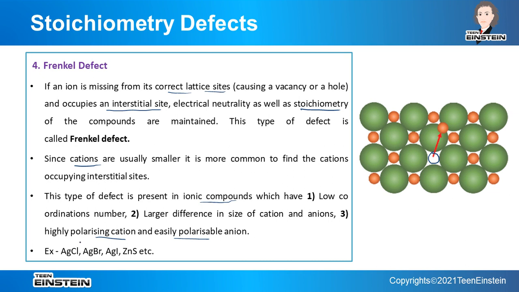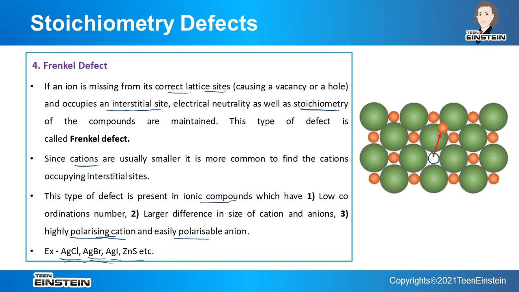And the third point, highly polarizing cation and easily polarizable anion, if it is present, then also Frenkel defect will be common. So if you consider, see, all these are silver salts, right? And chloride, bromide, iodide, their polarizability is very good. So AgF is not present because F's polarizability is not good. And Ag plus, the cation, is from the D block. Okay, so its polarizing power is very high. Why? Because of the poor shielding effect of the D orbitals, effective nuclear charge increases. So that is why charge density increases, so its polarizing power also increases. So Frenkel defects are observed in these types of solids.